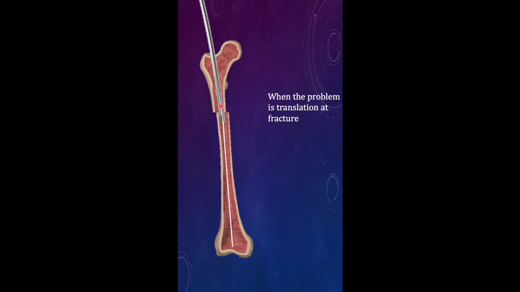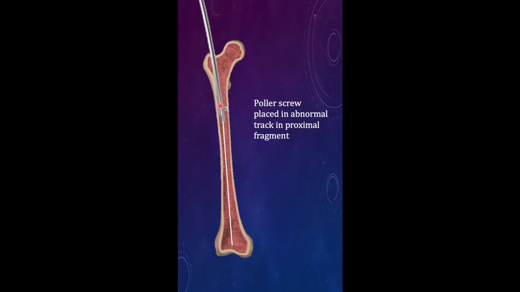For example, if you see, there is translation of the proximal fragment: the nail is passing medially in the proximal fragment and then going laterally into the distal fragment. So to avoid this translation, we have to check in what abnormal direction the nail is going. The nail is going medially in the proximal fragment, so we have to block this area with a Poller screw. If we place a Poller screw in this area, then the nail will tend to take a path which is lateral to the abnormal path. So that will help in prevention of translation.